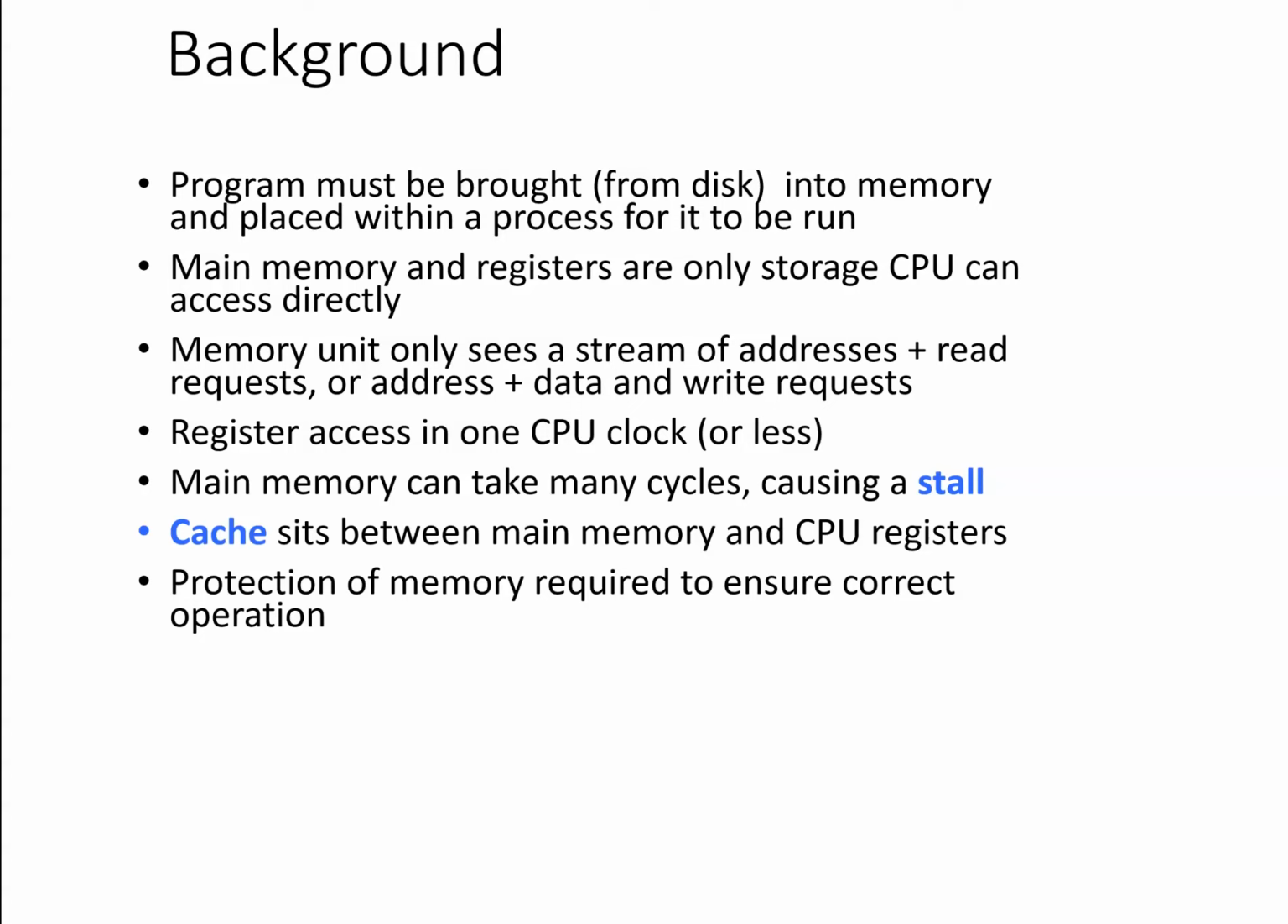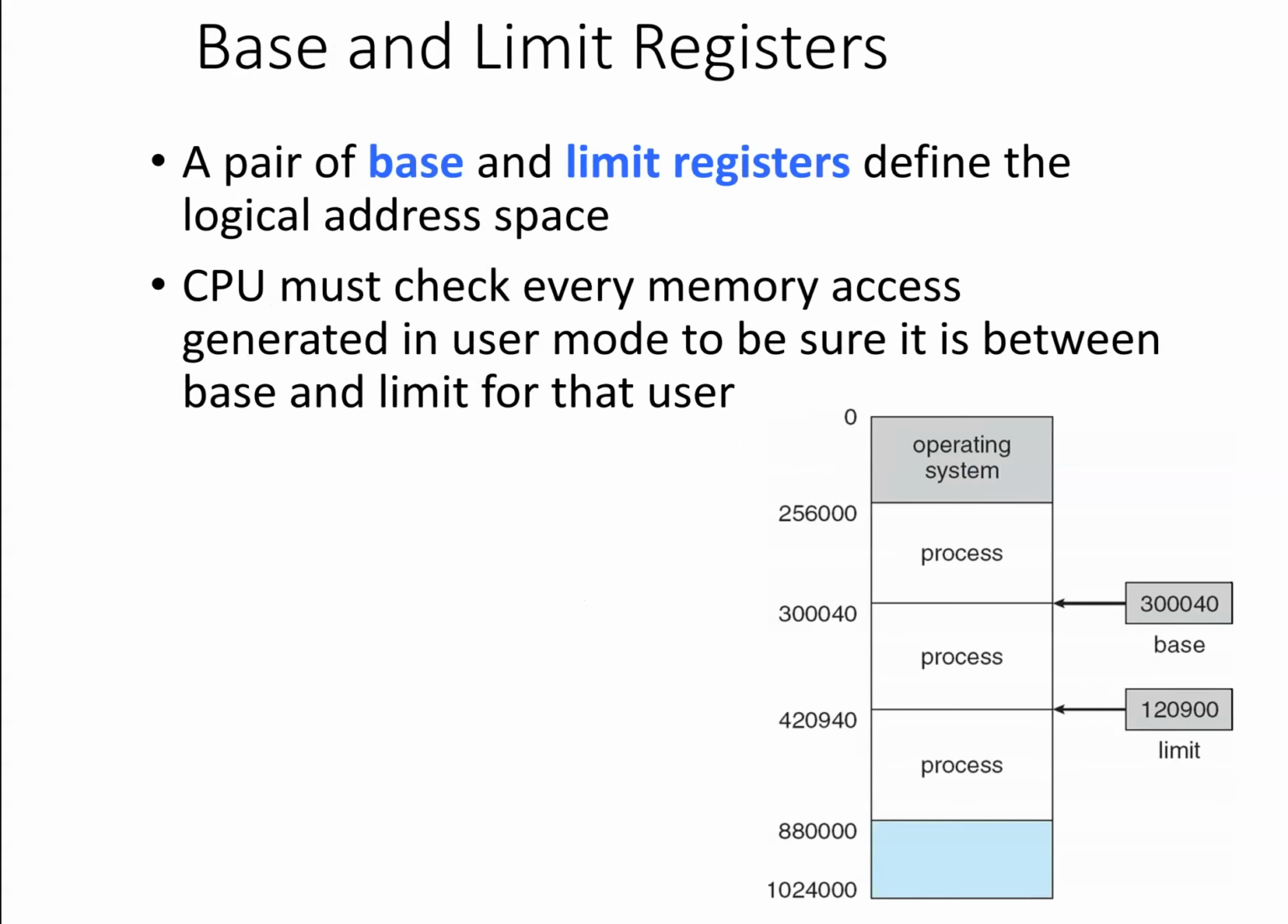Register access in one CPU clock cycle or less is how fast it needs to be. Main memory can take many cycles, causing a stall. Sometimes, or most times these days, a cache sits between main memory and CPU registers. Also, we need to provide for protection of memory to ensure that applications don't stomp on each other.